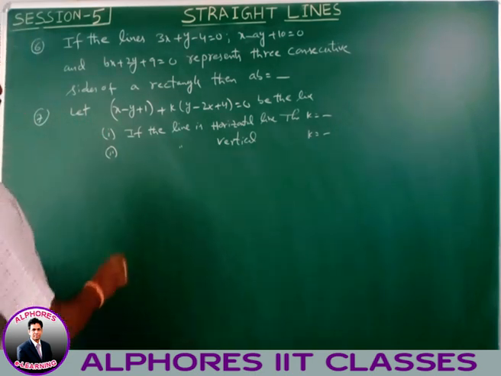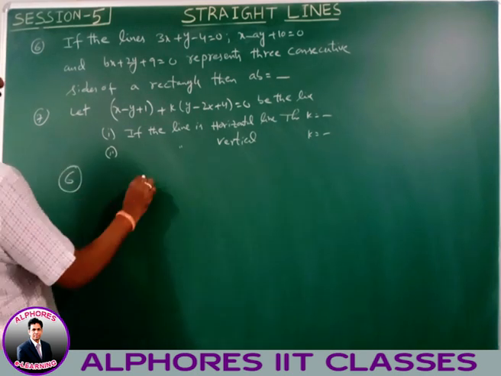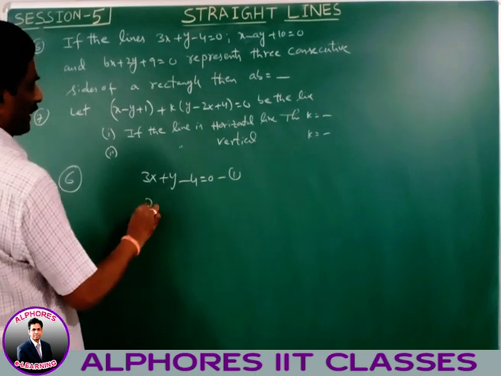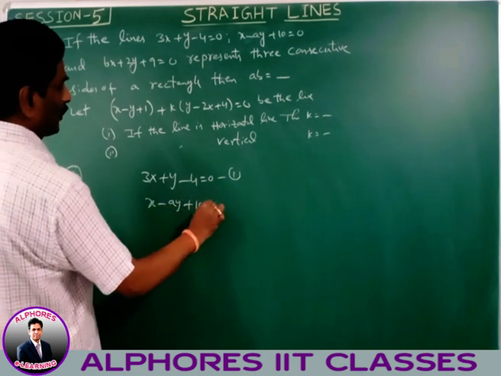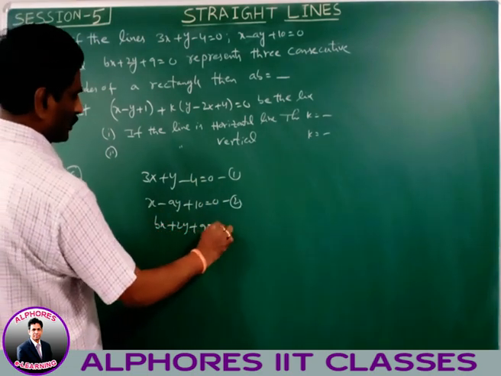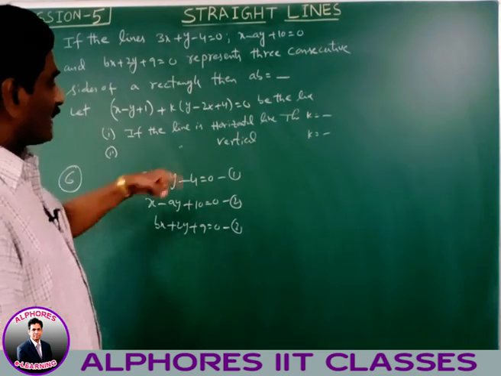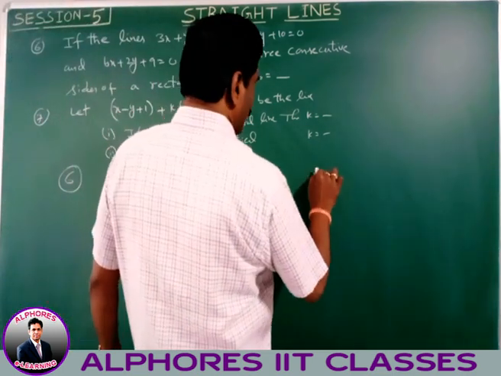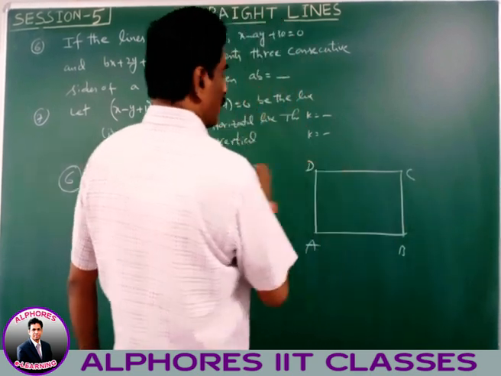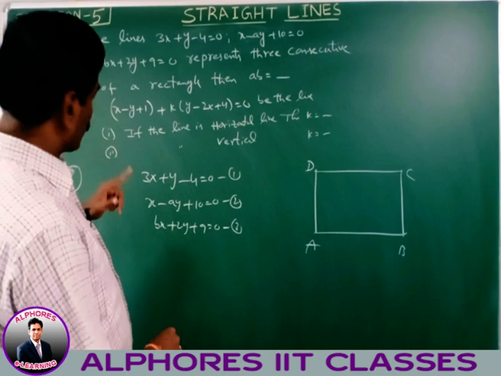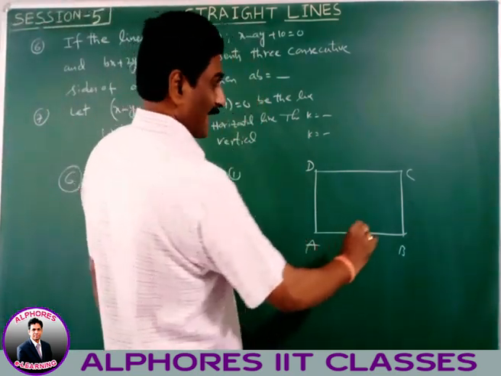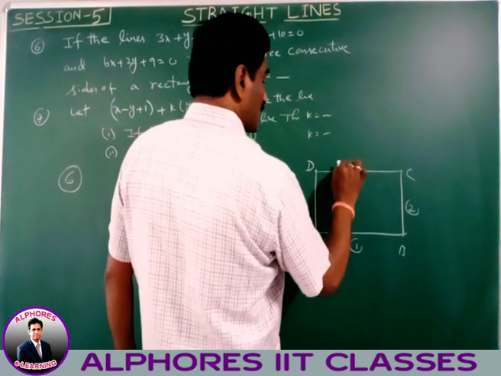Okay. Here, what is the first line? The first line is 3x plus y minus 4 is equal to 0. Second line is x minus ay plus 10 is equal to 0. Third line is bx plus 2y plus 9 is equal to 0. These three are consecutive sides of a rectangle. Say this is the rectangle ABCD. The first line is AB, the second line must be BC, the third line must be CD.